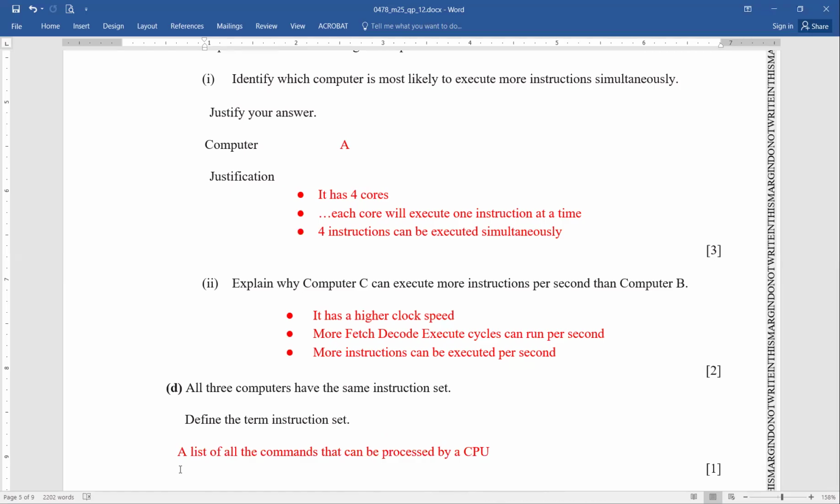Like our brain also has a list of instructions, similarly a computer CPU is able to follow and solve a certain list of instructions, a list of commands. So the list of all the commands that can be understood and processed by the CPU is the definition of instruction set. Please learn it. It is so easy, and you will easily score 1 out of 1 if you have written the right definition. And it's so easy to remember, isn't it? A list of commands processed by the CPU. So simple.